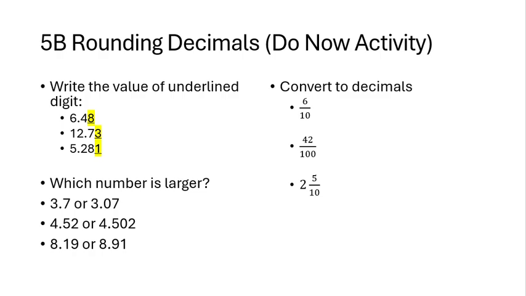Next one, doing chapter 5b, we mainly focus on rounding decimals, but we have a do now activity which focuses on 5a. So let's just quickly go through it. Write the value of the underlined, highlighted digit. So this one here is hundreds. Hundreds as well. This is thousands.